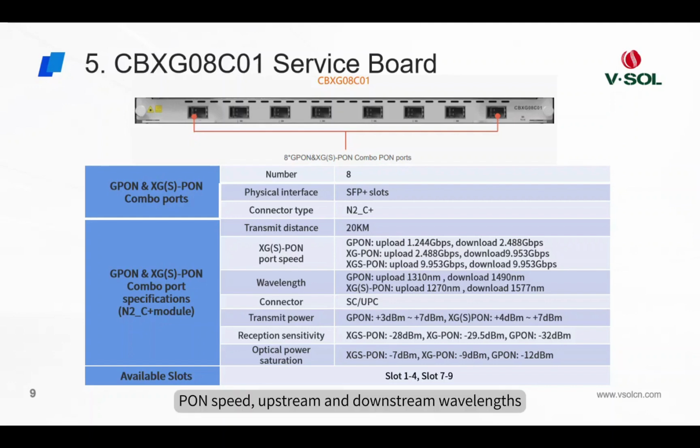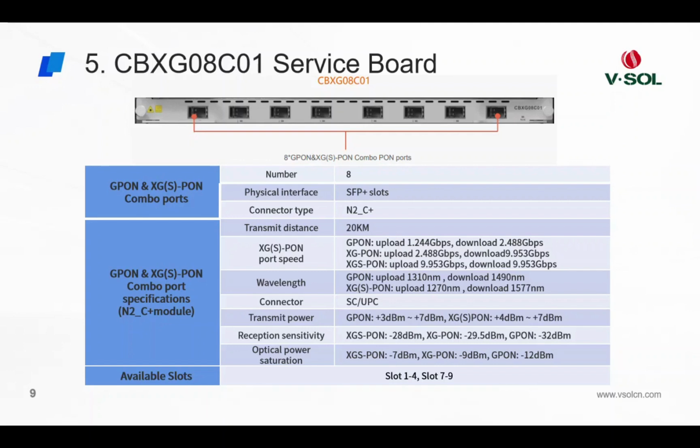PON speed, upstream and downstream wavelengths, transmit power, reception sensitivity, and optical power saturation are all different. Please pay attention to the specific parameters in the table. All business slots, slot 1 to 4 and slot 7 to 9, support connection.